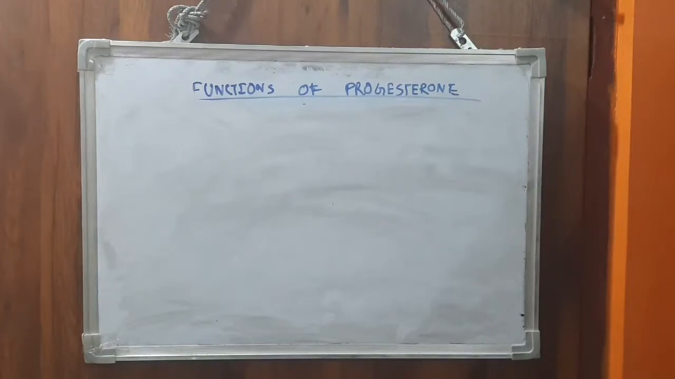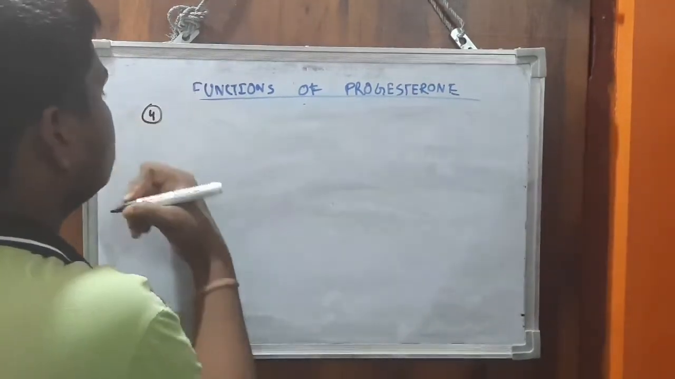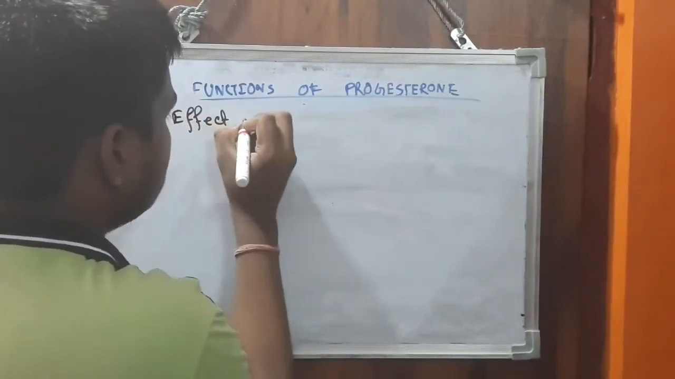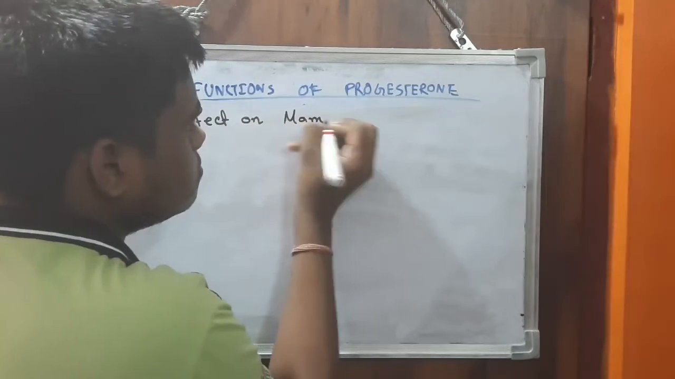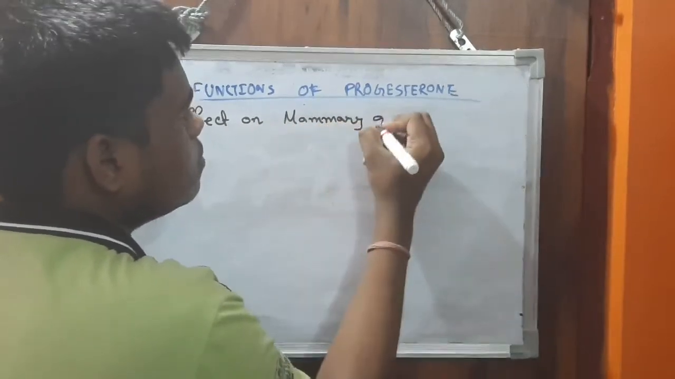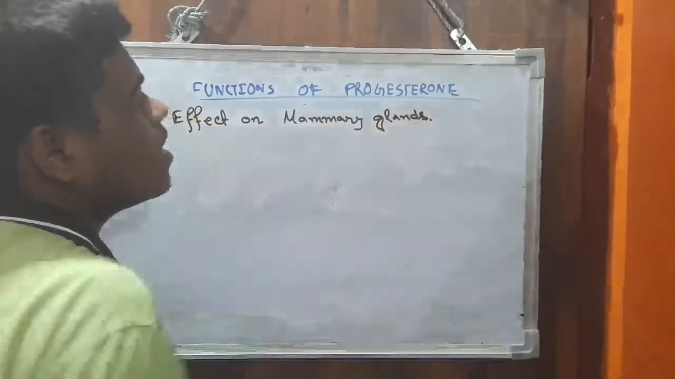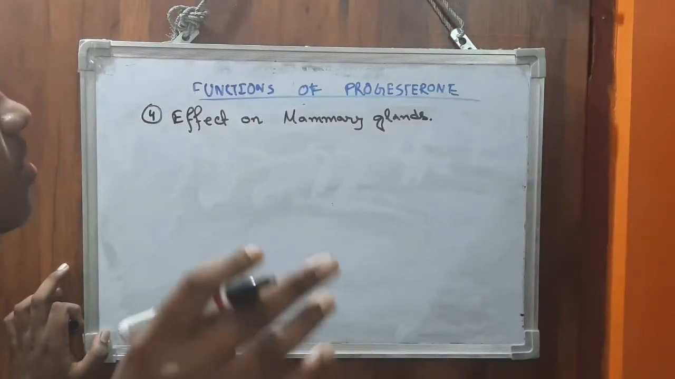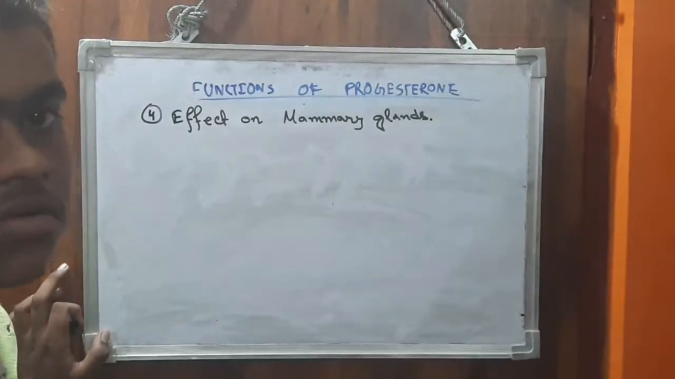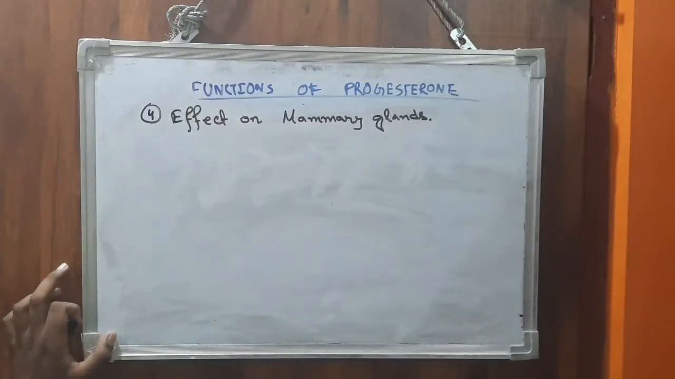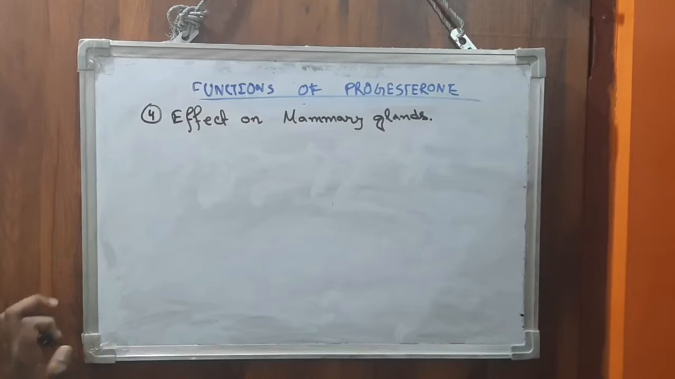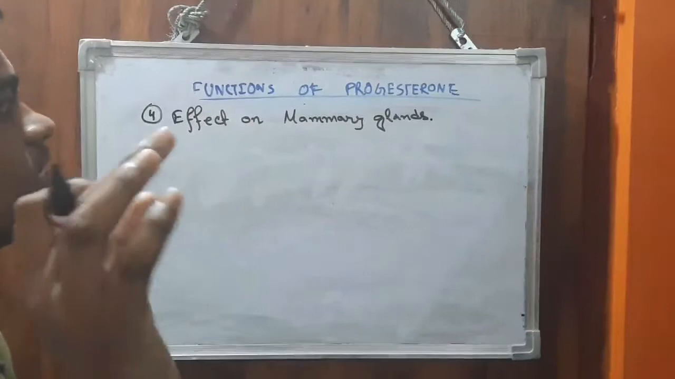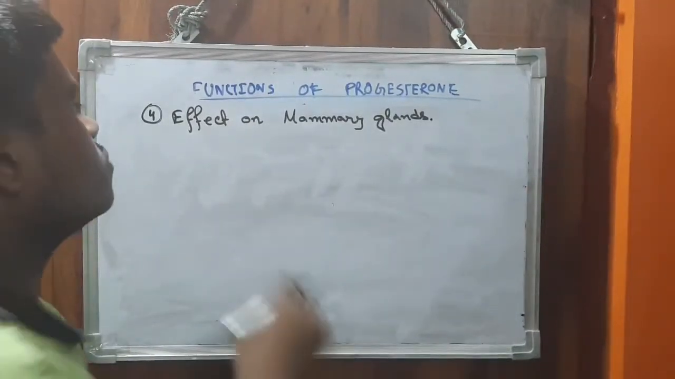So guys, here we come to our fourth point. Fourth or fifth? Fourth. Effect on mammary gland. We have already discussed that progesterone hormone is concerned mainly with the breast for lactation, and the final preparation of the uterus for the case of pregnancy. So, effect on mammary glands.